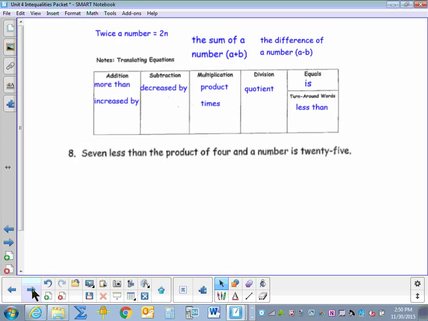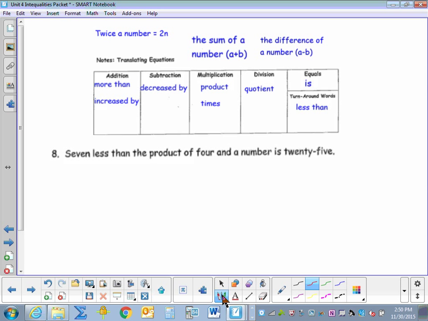Number 8, 7 less than the product of 4 and a number is 25. So here we have less than, okay, so remember less than is a turnaround word. So 7 less than, so minus 7. The product, which is multiplication, of 4 and a number, so 4n minus 7 is 25.